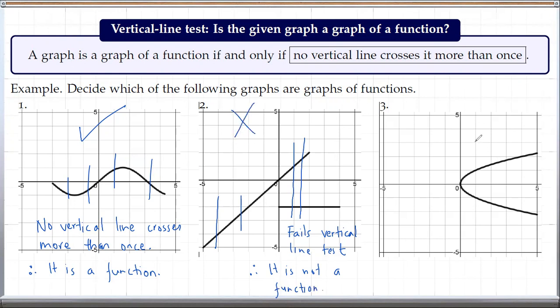For the third one, if we draw a vertical line here, again, it crosses the graph at two places. So it again fails the vertical line test, and this is also not a function. So basically, if a vertical line does not cross the graph more than once, no matter where we draw the line, then it is a graph of a function. Otherwise, it is not a graph of a function.